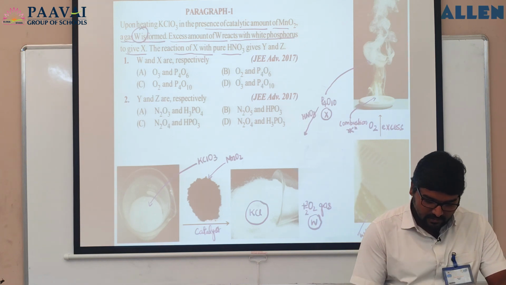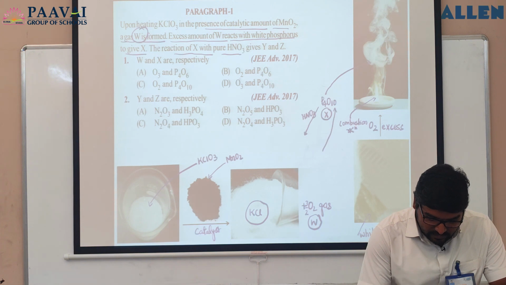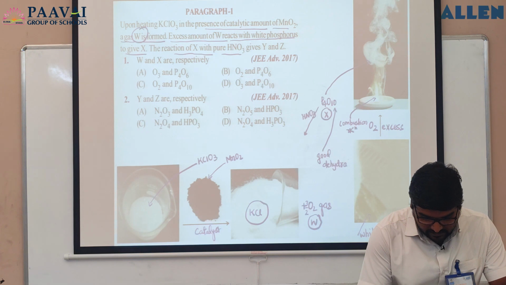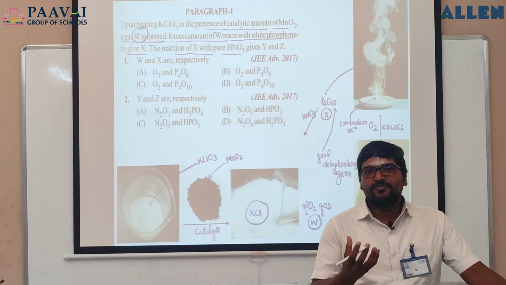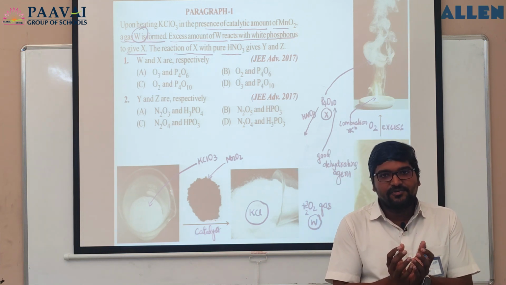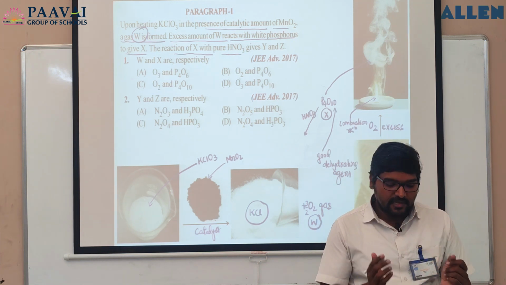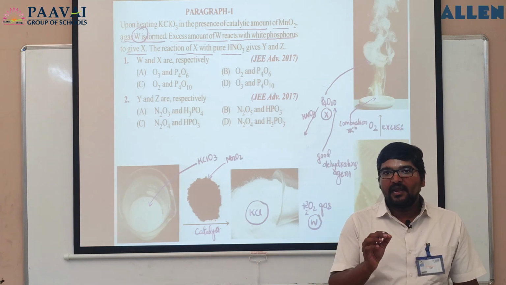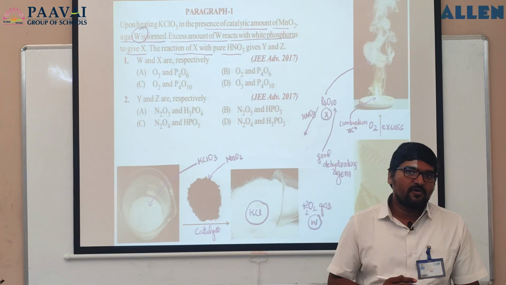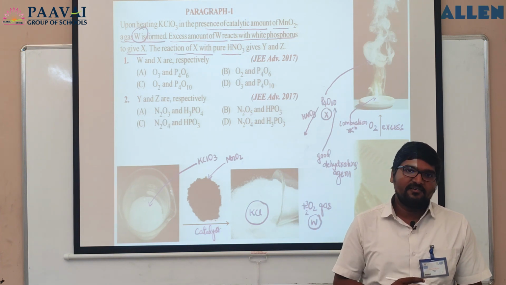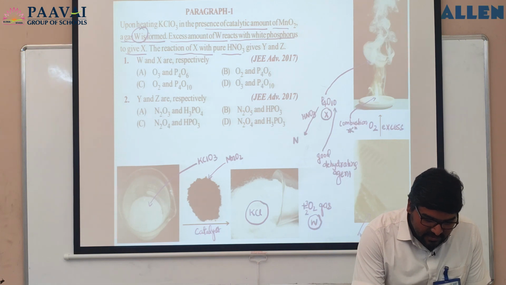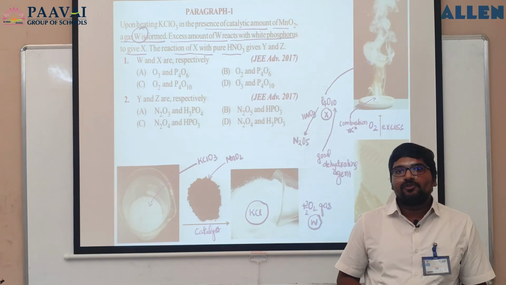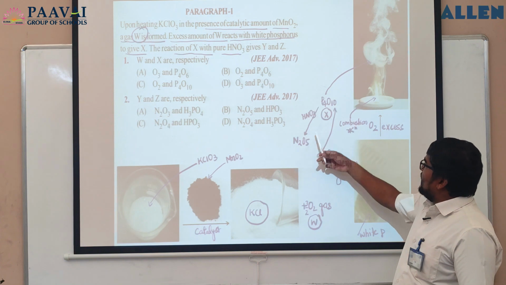this P4O10 is a good dehydrating agent. So, its tendency is just to remove the water and make the anhydride of nitric acid. You know very well, in the oxides of nitrogen, I have explained that N2O5, where the nitrogen has maximum oxidation state, is the most acidic oxide of nitrogen, basically the anhydride of nitric acid. So, you will get one of the products as N2O5.